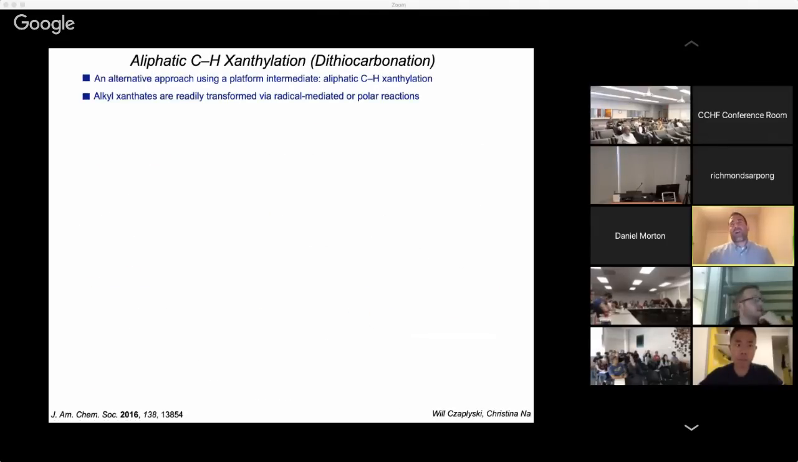Okay, so after our halogenation chemistry, we got to a point where we wondered what was the next thing to do. And in terms of reactions, there might be 10 different groups you would want to introduce into a hydrocarbon. And instead of developing 10 different reactions, we really wanted to make one reaction that could serve as sort of a platform for other CH functionalizations. And we always kept coming back to alkyl xanthates. These are very easily transformed via radical reactions and polar reactions, and I'll show you some examples of that in a minute.